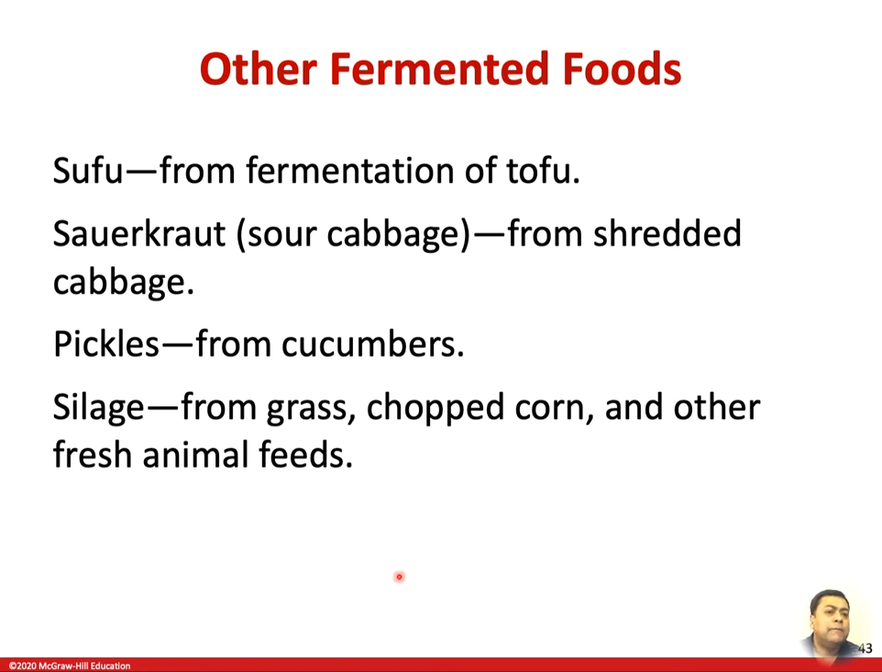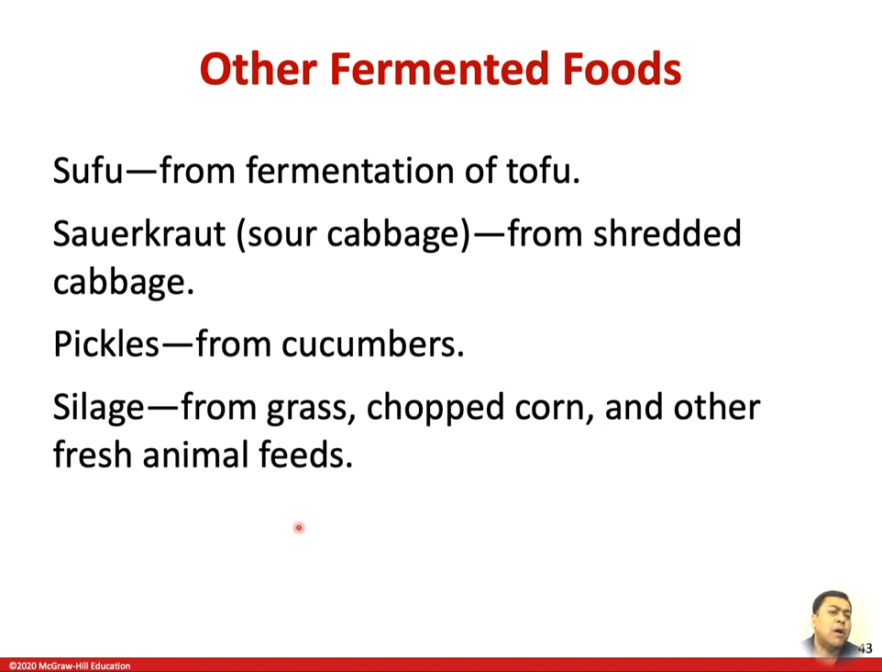Other fermented foods from around the world. Sufu is the fermentation of tofu, produced by a fungus, Mucor or Actinomucor. Sauerkraut or sour cabbage is made from shredded cabbage. This is mainly fermentation by Leuconostoc and Lactobacillus. The pickling process is basically the soluble carbohydrates present in the cucumber being converted into lactic acid. Along with that, gram-positive Leuconostoc, Lactobacillus, Enterococcus faecalis, Pediococcus, many different types of bacteria can be present in the pickle for its maturity.